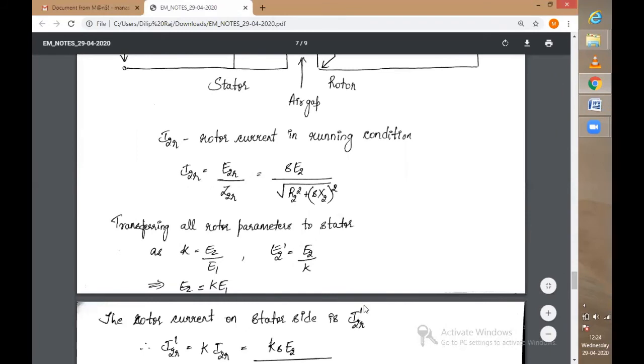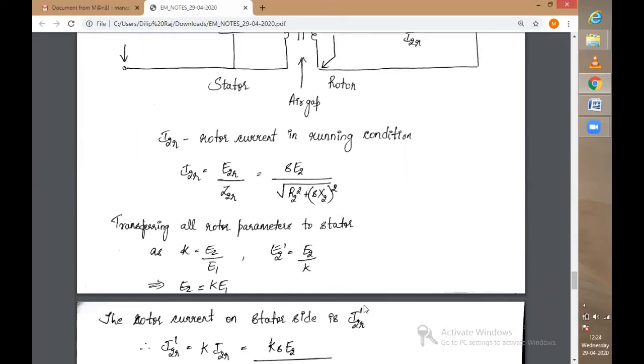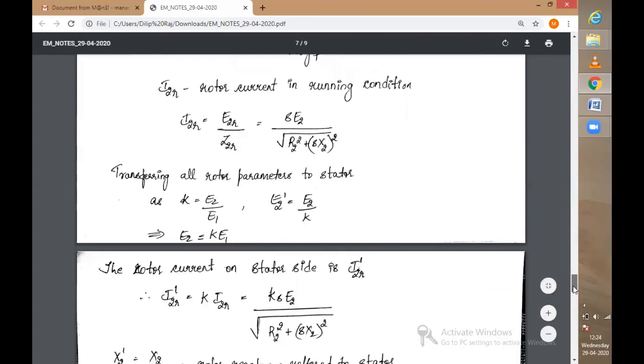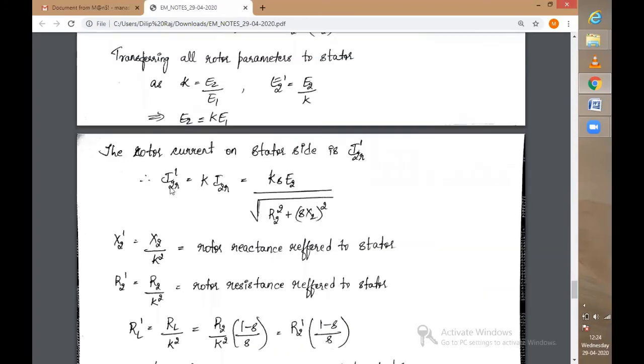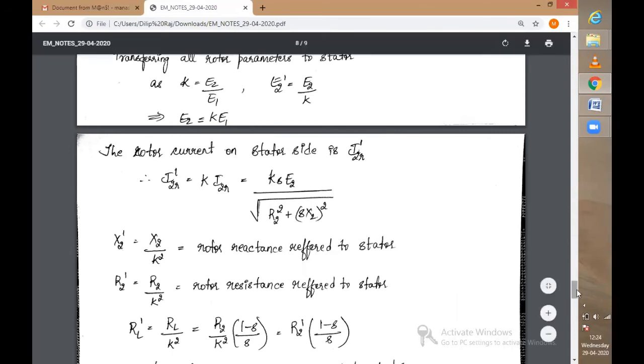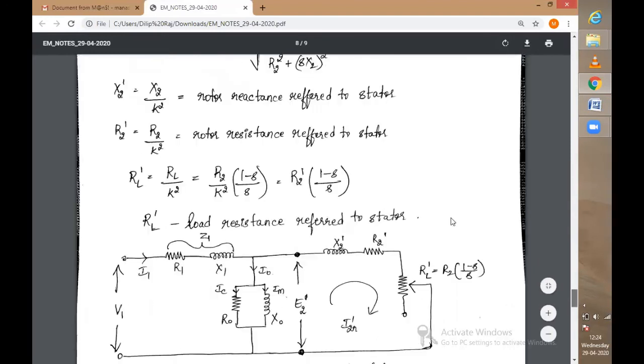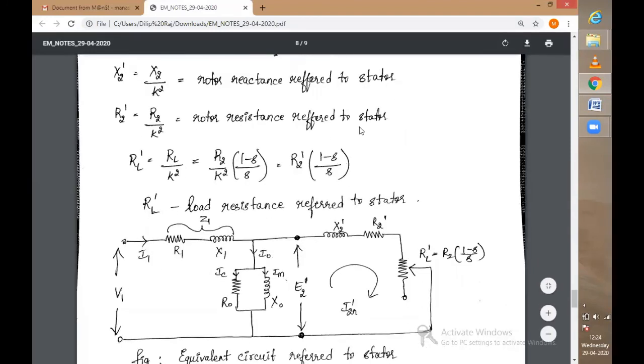So this E2, which is rotor induced EMF, when referred to stator becomes E2 dash, which is given by E2 by K, K being the transformation ratio. Similarly, current I2R is the rotor current in running condition, referred to stator, which is given by K times I2R. X2 dash is the rotor reactance referred to stator, given by X2 by K square, and R2 dash is the rotor resistance referred to stator, given by R2 by K square.